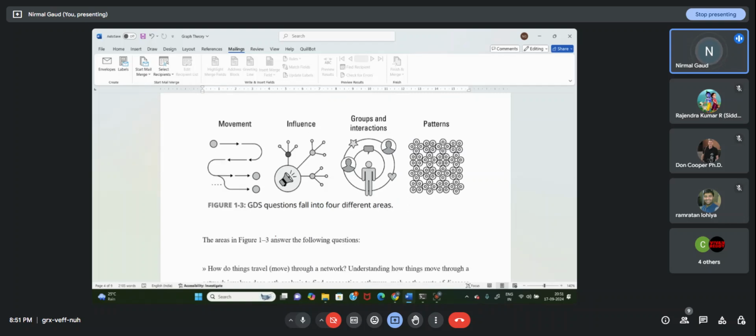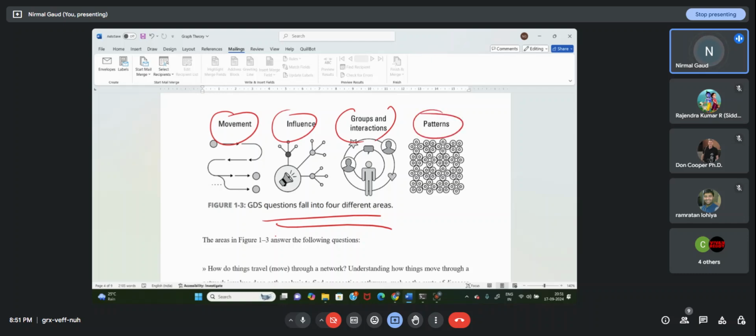So I can use the graph in four different areas. Like I can check the movement. Okay, this is the movement. This is used for the influence. This is for the group interactions, and this is the pattern.